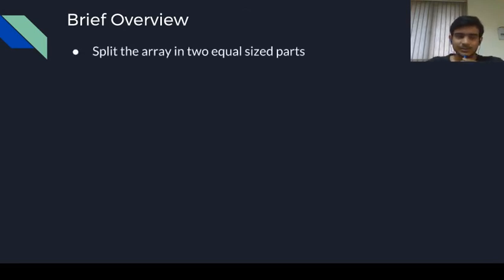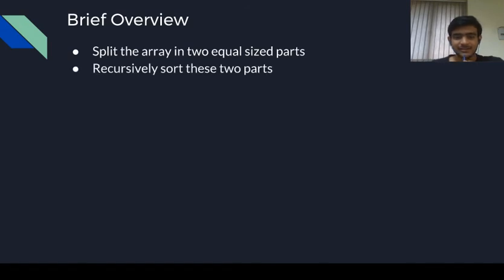So the brief overview of the merge sort algorithm is as follows. We first split the array into two equal sized parts. This is quite different from what we did in quicksort. In quicksort we selected a partitioning element, and then we constructed two partitions with a special property that the left partition is less than the pivot and the right partition is greater than the pivot. But here we do no such thing, and we simply break the array into two equal sized parts.